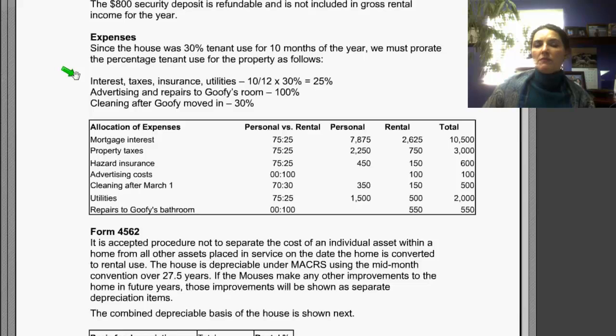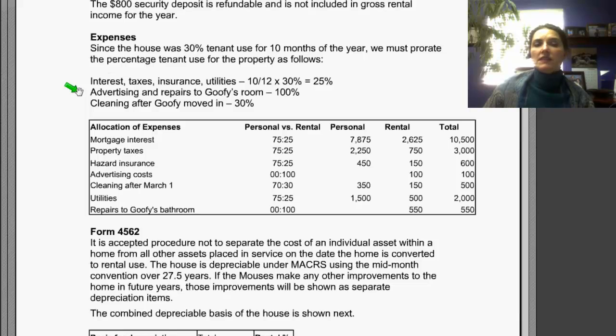So what that means is that 25% of the interest, taxes, insurance, and utility bills are going to be deductible on Schedule E, and the remaining amounts are deductible on Schedule A or not deductible at all. And of course, interest and taxes are deductible, but insurance and utilities are not. So we essentially have 75% of the cost of insurance and utilities for the year not being deductible at all, and 75% of the amount for taxes and interest being deductible on Schedule A.